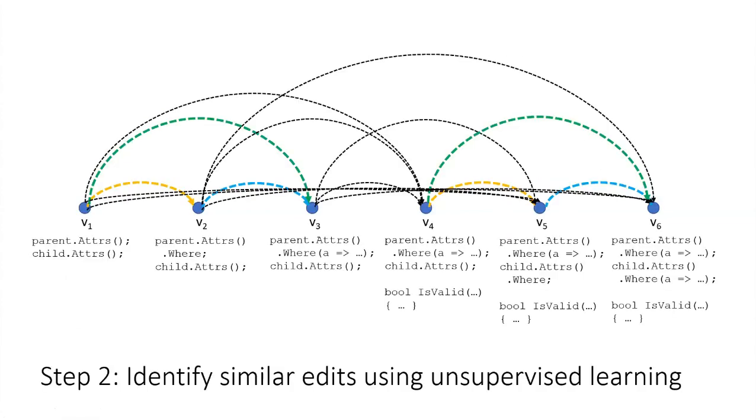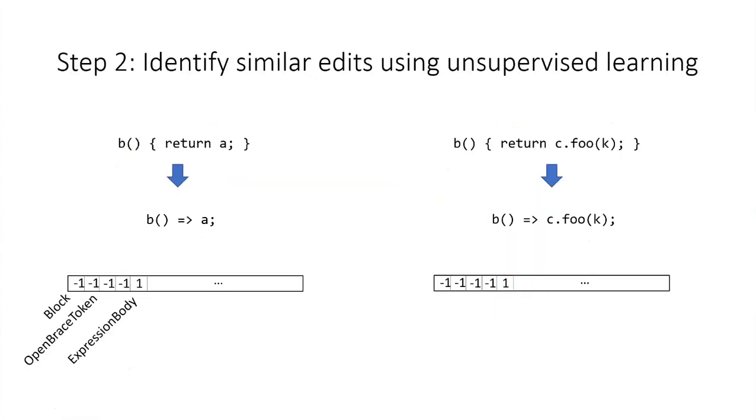So, just more details about the steps. Let me see how I'm doing on time. On step 2, I mentioned that we do this clone detection for edits. We basically represent each AST change in a vector, where we are flattening the tree of the AST, and each one of the positions in this vector represents one token in the tree and the diff in this token.